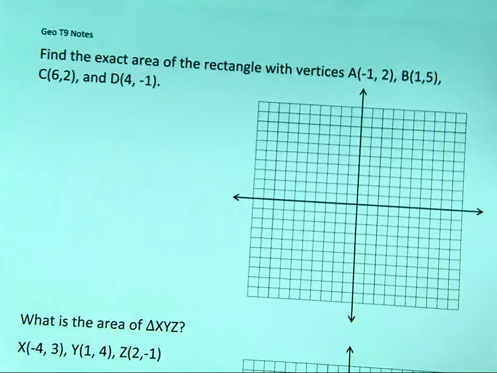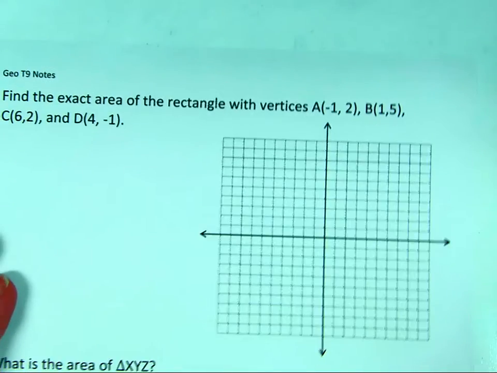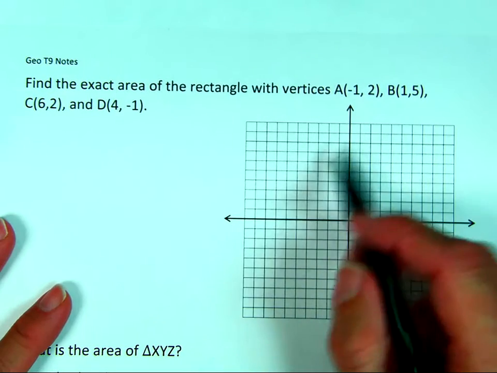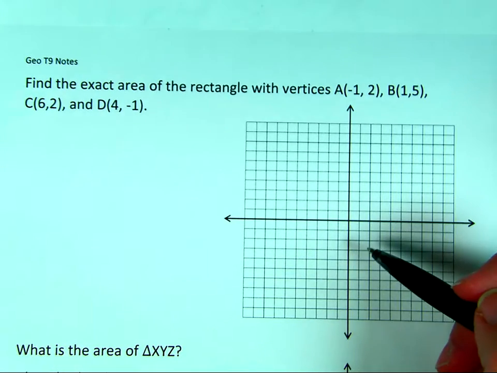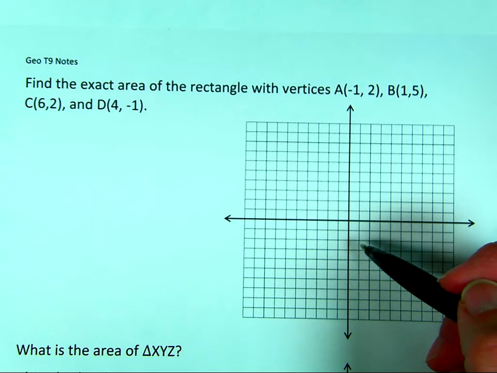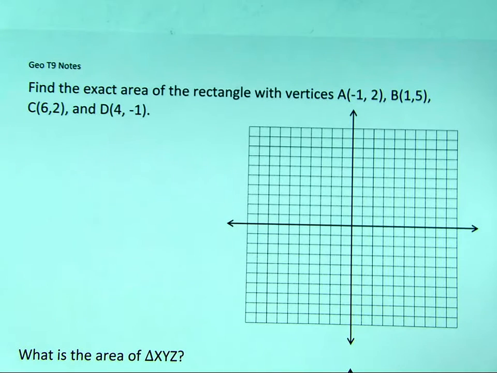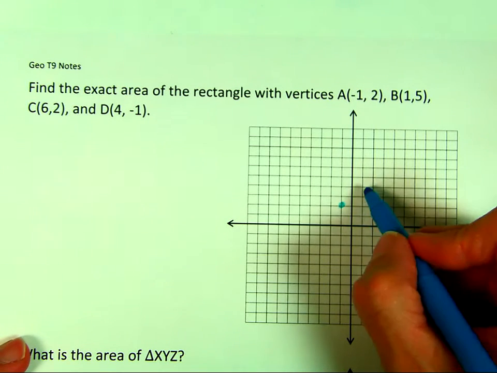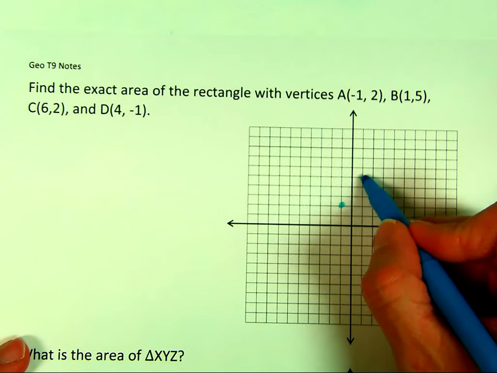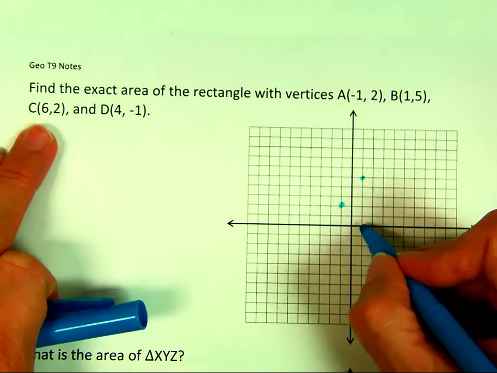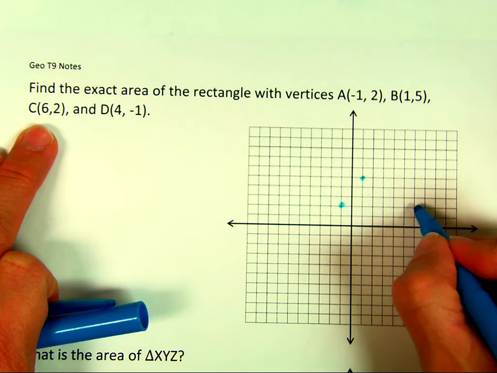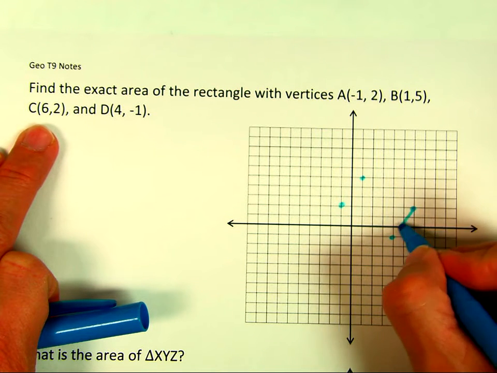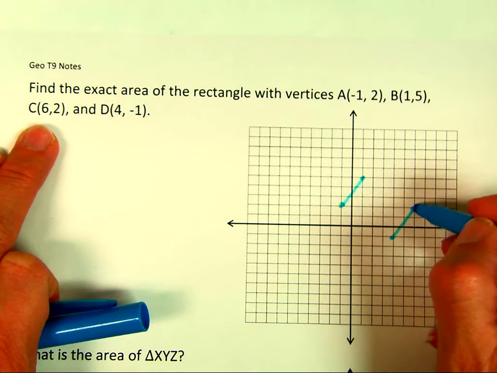Okay, find the exact area of a rectangle with these vertices. So first, what I do is I would actually graph them. I'm going to get a little highlighter and graph the vertices. Negative 1, 2, that's my A. 1, 5 is B. 6, 2, and then 4, negative 1. So here are my vertices, and it looks to me like that's a rectangle.